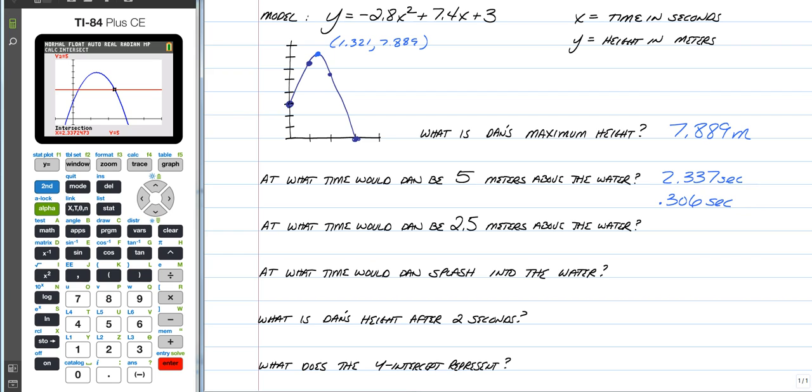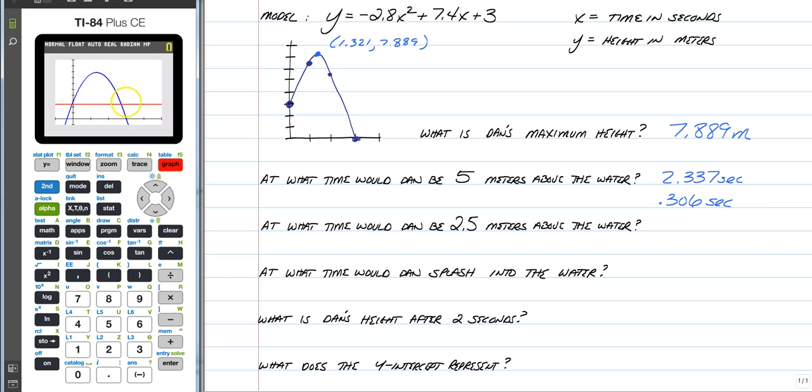Okay? Now the next question says, at what time would Dan be 2.5 meters above the water? So again, since we're talking about a height, we can go change it in y. So 2.5, if we were to click graph again, our graph would be a little bit lower. And as you can see, this time there's only one answer, because when he starts, he's already 3 meters above the ground. That's how high the springboard is.